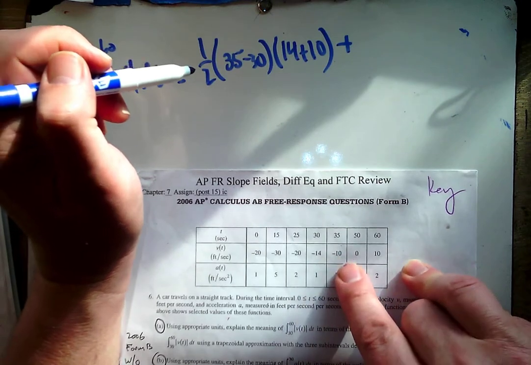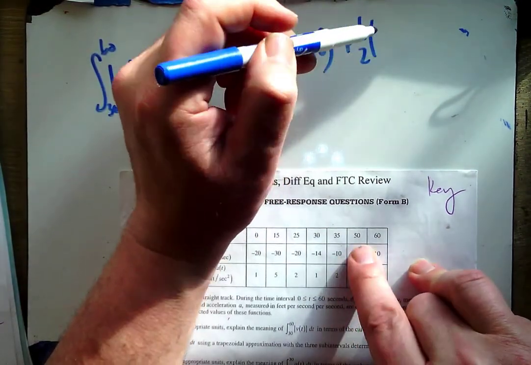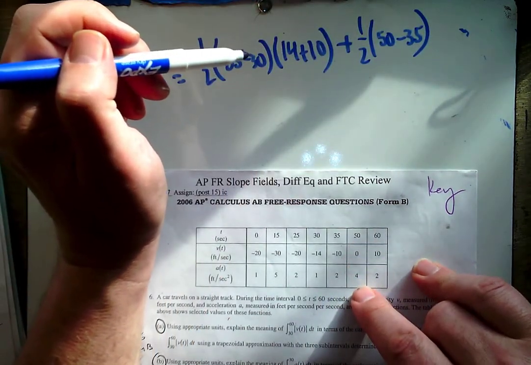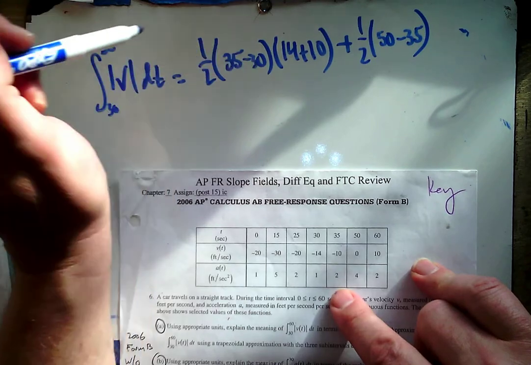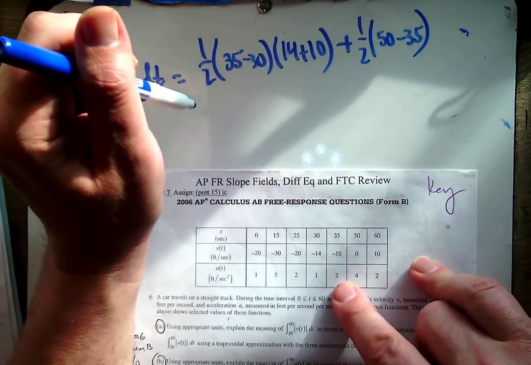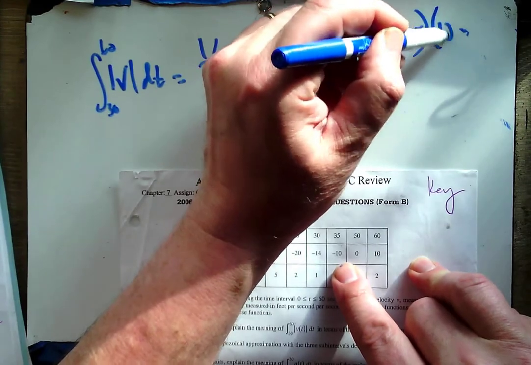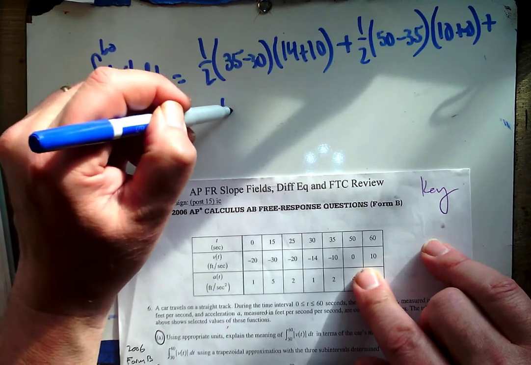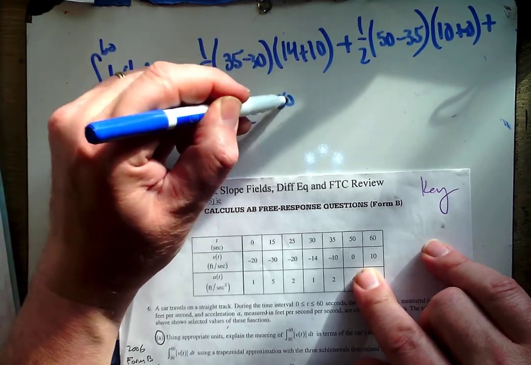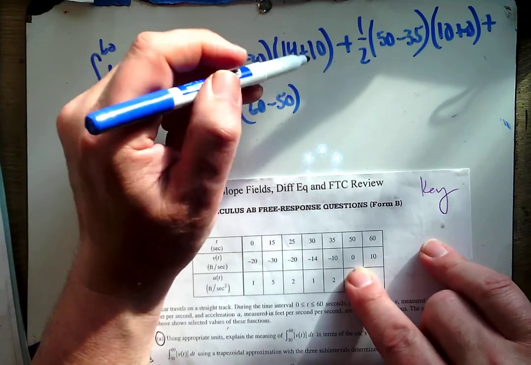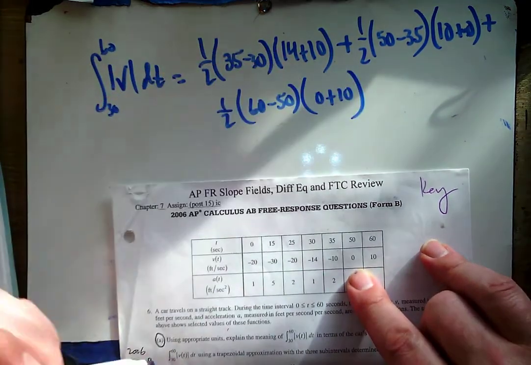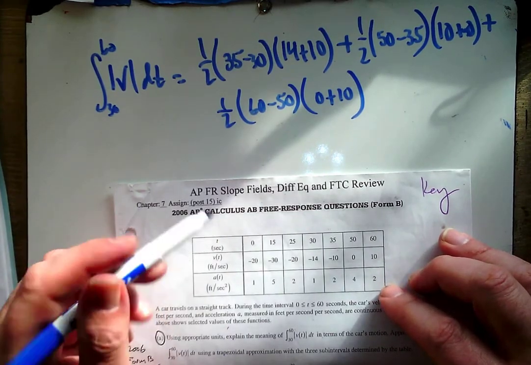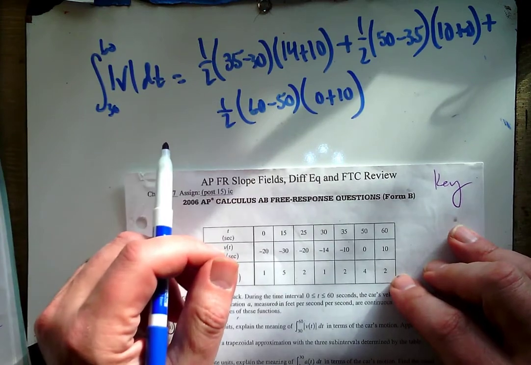There's our first trapezoid. Now our second trapezoid still has 1/2, but this time we're looking at 50 minus 35. And what can we say about heights? We can say heights are 10 plus 0. And finally our last one, 1/2, 60 minus 50 times 0 plus 10. Okay, there's our value, or our approximation. Yeah, I'm not going to go any further than this. I'm going to stop.